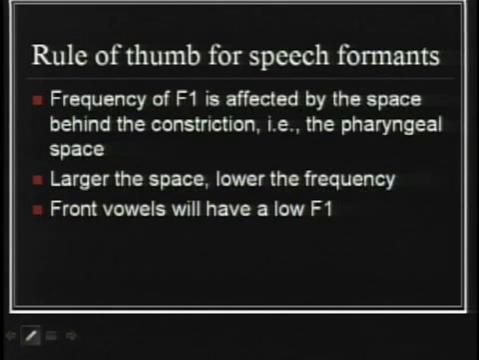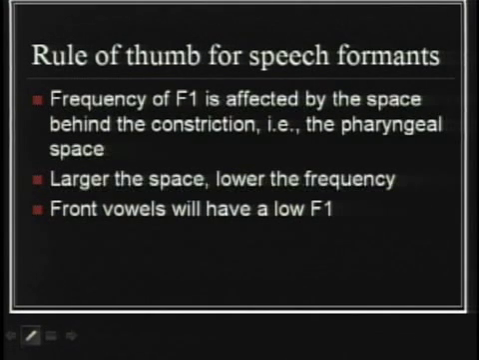The easiest way to think about this is with extreme vowels. The most extreme front vowel is an E. So if you just go ahead and do this, E, ah, E, ah, so you feel where your tongue is going. For the E, there's a ton of space behind the constriction, right? The tongue's really, really far forward in the mouth for an E. It's a huge pharyngeal space back there. So F1 for E is going to be really, really, really low.